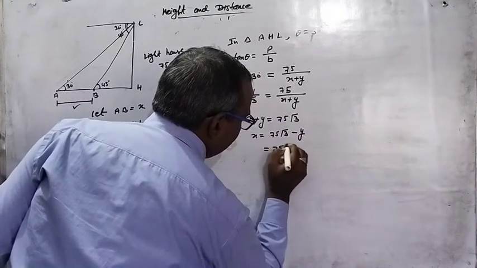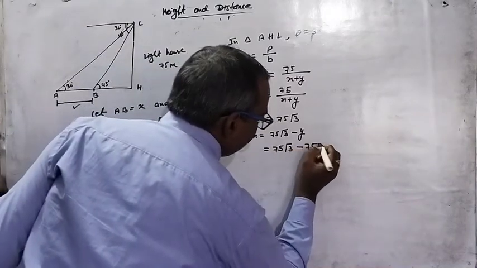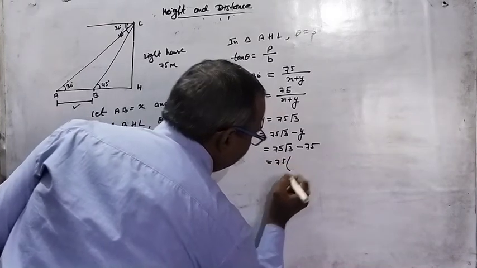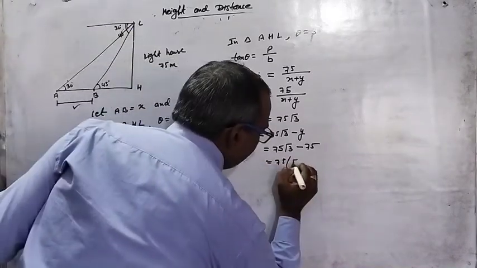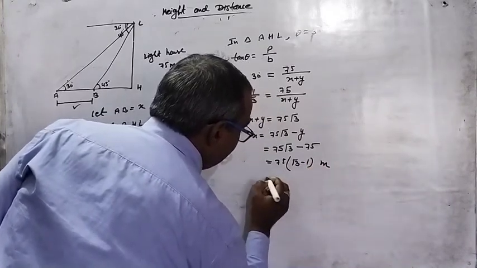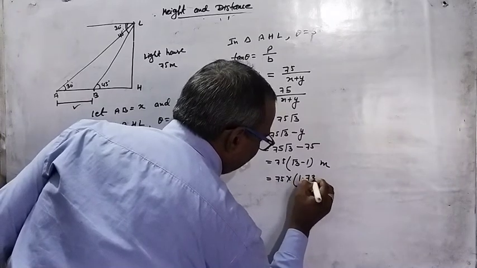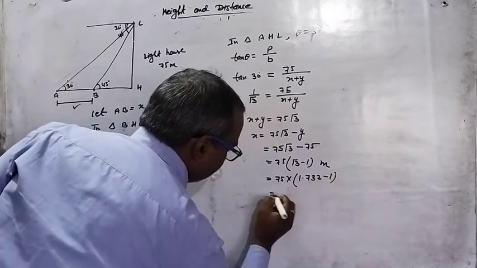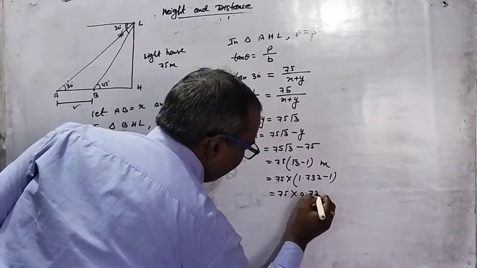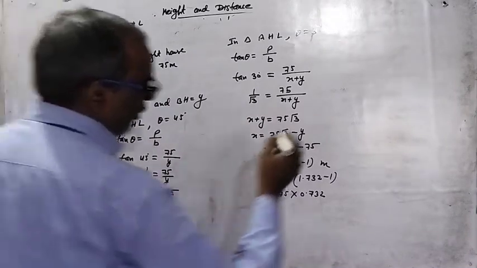So 75 root 3 minus y, and y is also 75. So here 75 can be taken as common. Root 3 minus 1 meter is the answer. Or 75 into 1.732 minus 1, 75 into 0.732. Now it should be multiplied, 0.732 into 75.